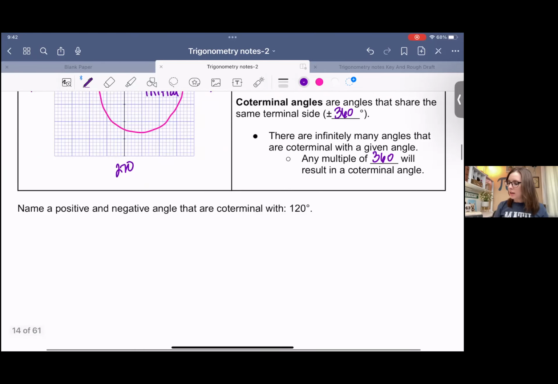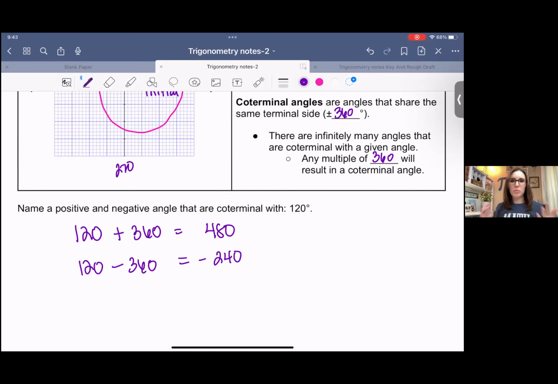Name a positive and negative angle that are coterminal with 120. Pause it, try it, come back. For mine, I just did 360. So 120 plus 360 will give you the positive, and then 120 minus 360 will give you the negative. If you had chosen, you could have done something else. You could have done 2 times 360 instead, because that's a multiple of 360, and you would get 2 more different coterminal angles. So there's infinitely many there.